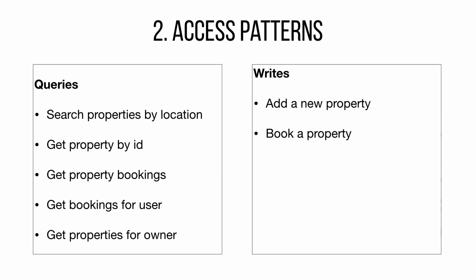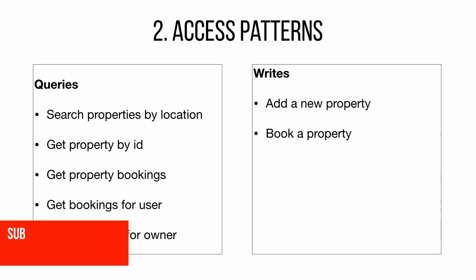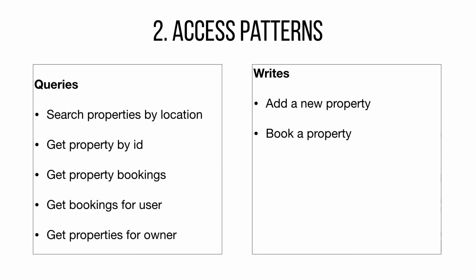And here I can also estimate which reads and writes will be more frequent than others. For example, I can see that the reads are way more frequent than the writes. It's much more common in my application that people will search for properties and open a lot of properties, then do bookings and see the bookings, and also for the owners to check their properties. So the top 2 queries are the ones that I need to optimize because these are the most used ones.